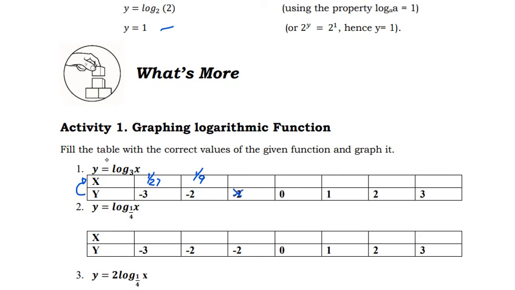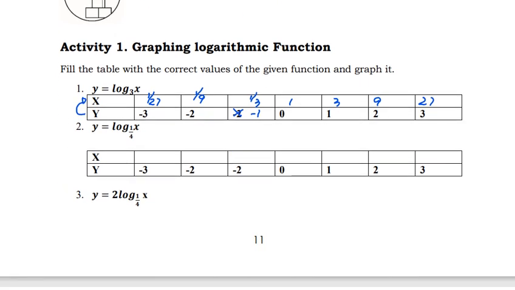If y equals negative 1, then that is 1/3. If 0, that is 1. If 1, that is 3. If 2 is equals 9, and then 3, 27. Okay? So, kung 1/4 x naman, okay, the same pa rin.